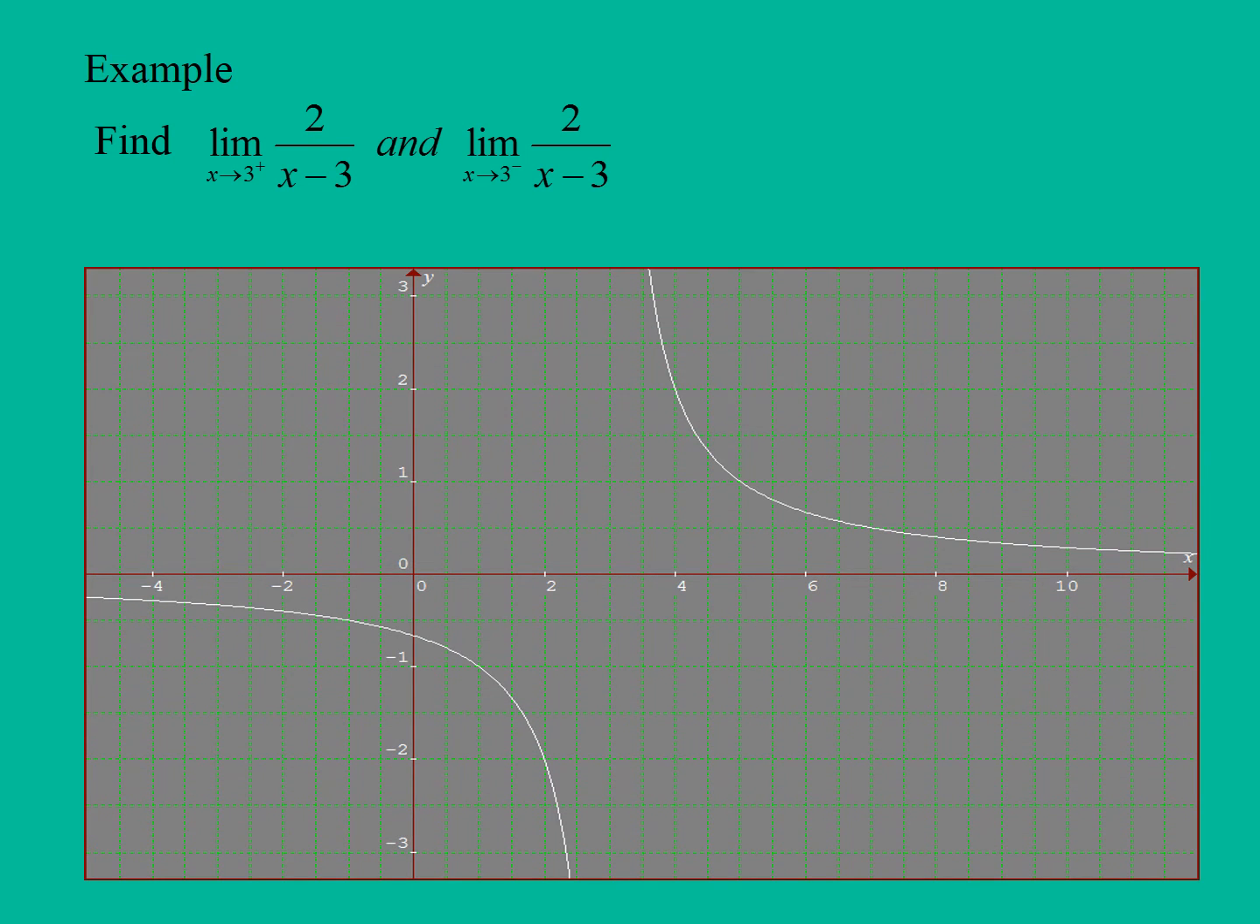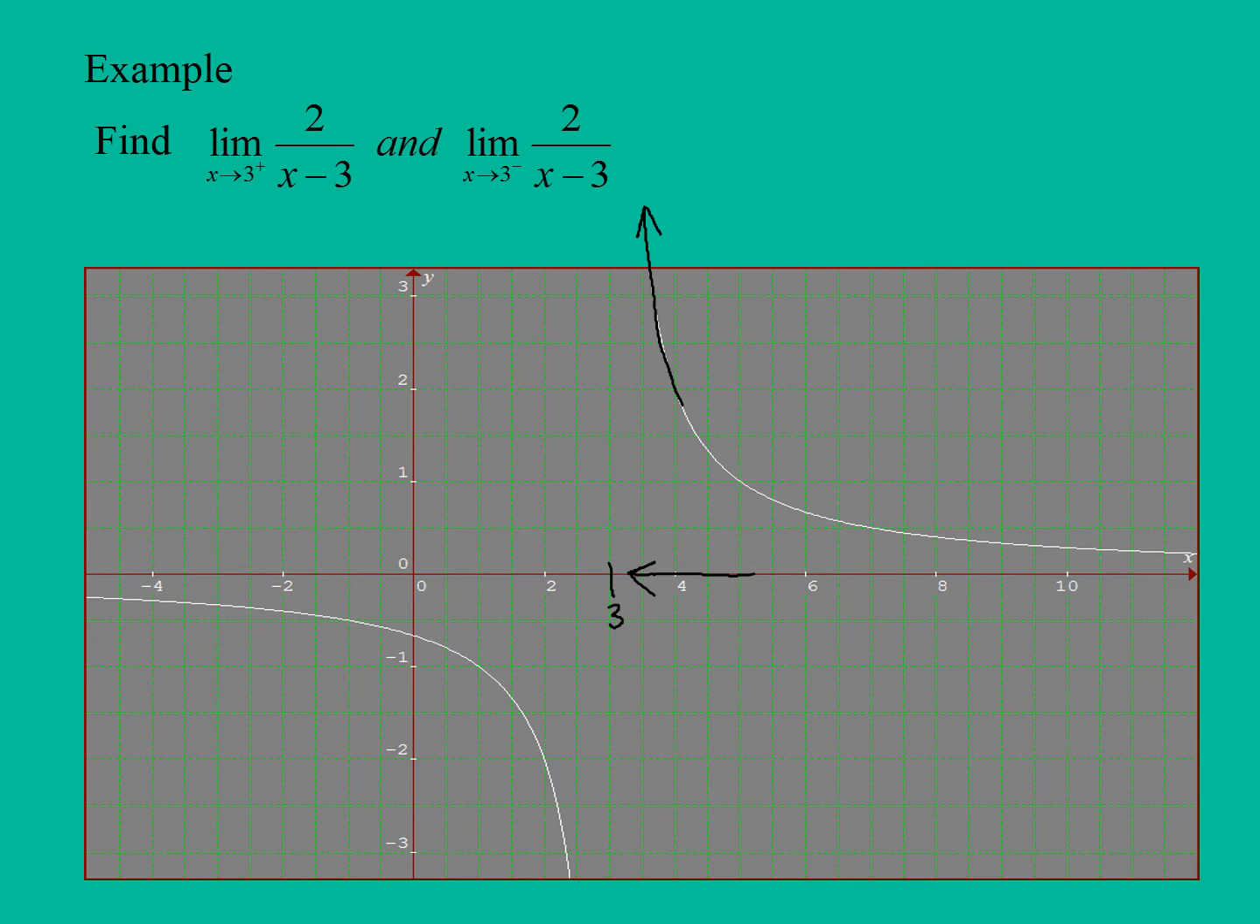Here's another example. Find the limit of 2 divided by x minus 3 as x approaches 3 from the right. So let's take a look at that one first. Let's identify 3 on our graph first of all. We're going to take values of x that are approaching 3 from the right side of 3. Now, if we look at the corresponding y values, it appears that those are heading off to positive infinity.